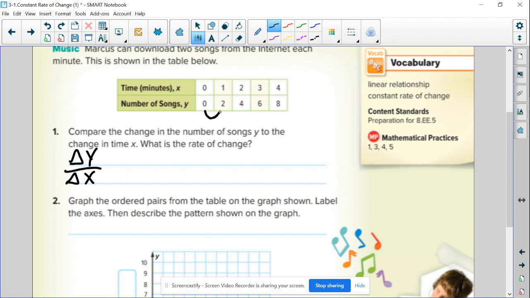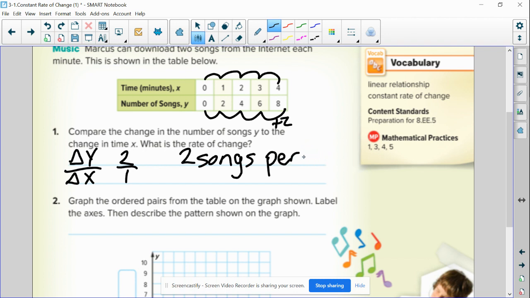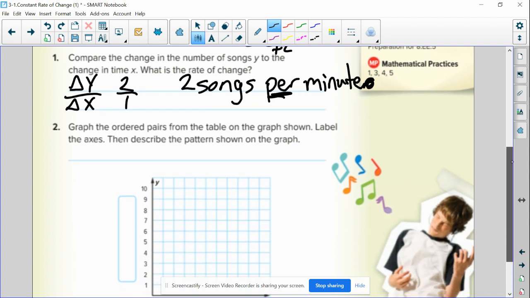So each time we look here, we are always increasing by 2's. Okay, and then we look at our X, we're always increasing by 1. So that's our ratio. And to put it into a word form, we would say 2 songs per minute. Whenever you have constant rate of change, also known as CROC, you should always have the word per in there because it means division, and constant rate of change is normally a division problem.